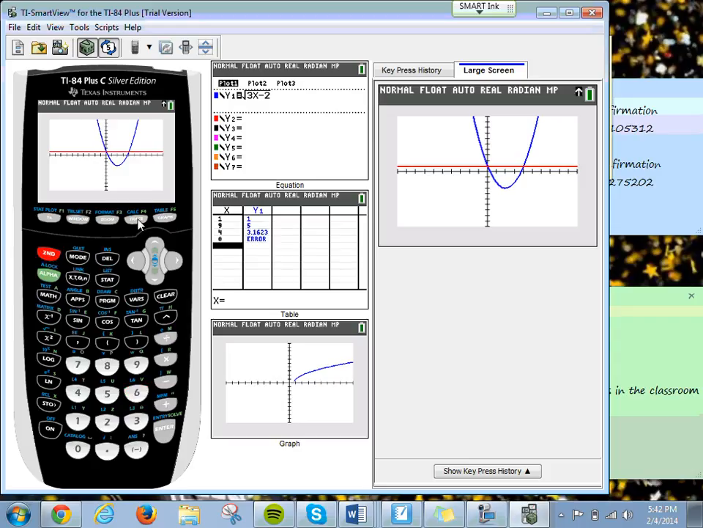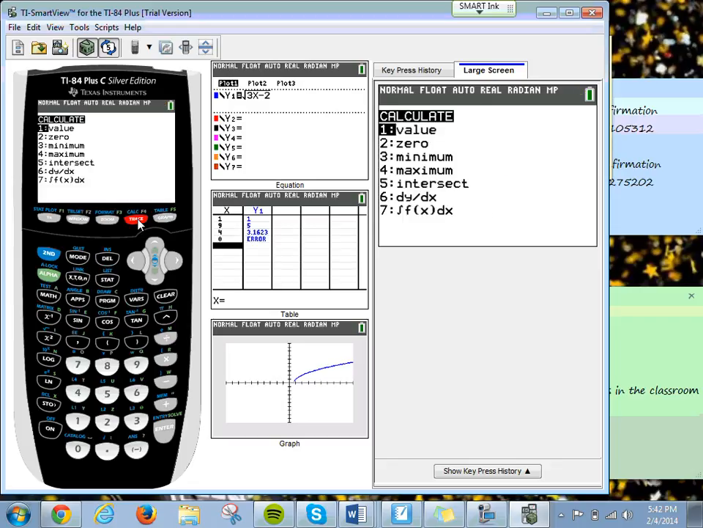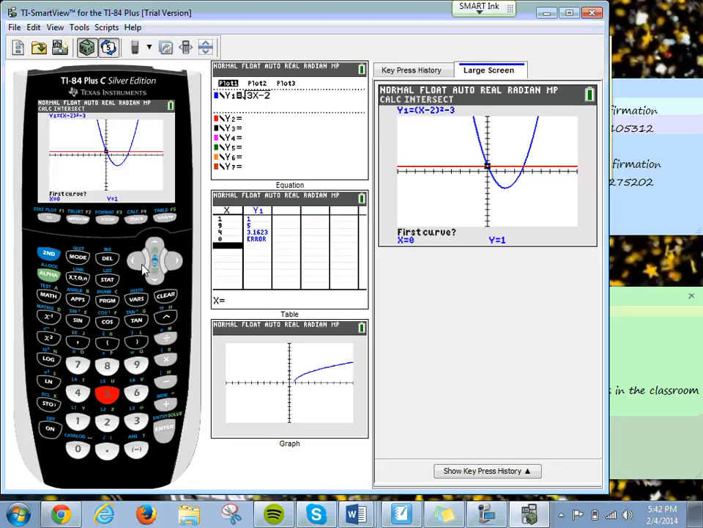So I'm going to do the command. I'm going to go second trace, and then I'm interested where it intersects. I want to get that dot to where my red and blue line intersect, which looks like for this one we're pretty close to. So my first intersection point is at 0, 1. So one of the answers for when y is equal to 1 is x equals 0.